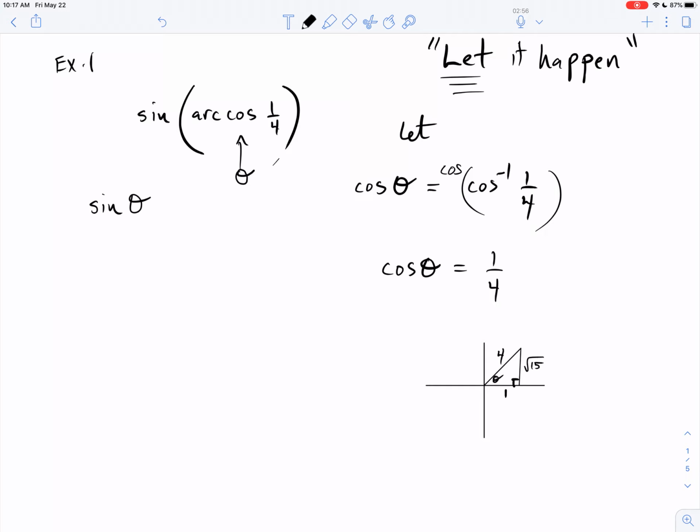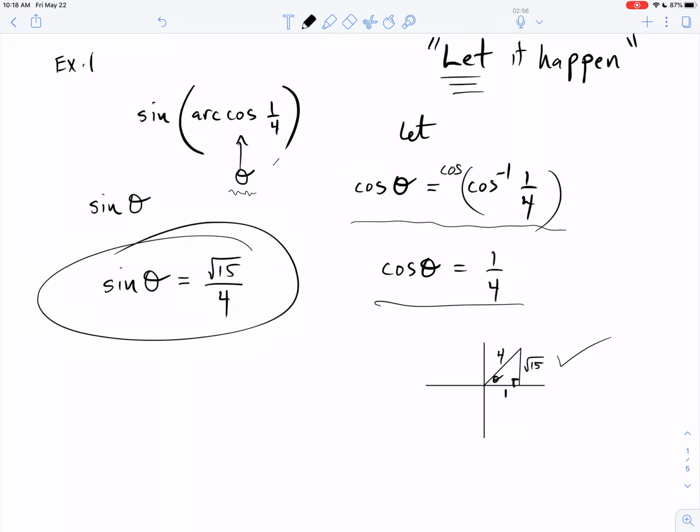Now, what do I do with that? Well, first I let this equal that. I got it to a situation where I could draw a reference triangle. I did, and now I go back to the original. They want me to find the sine of some angle. Oh, the sine of theta. Well, I already know what theta is. So the sine of that thing is rad 15 over 4. The answer in the back of the book is rad 15 over 4.